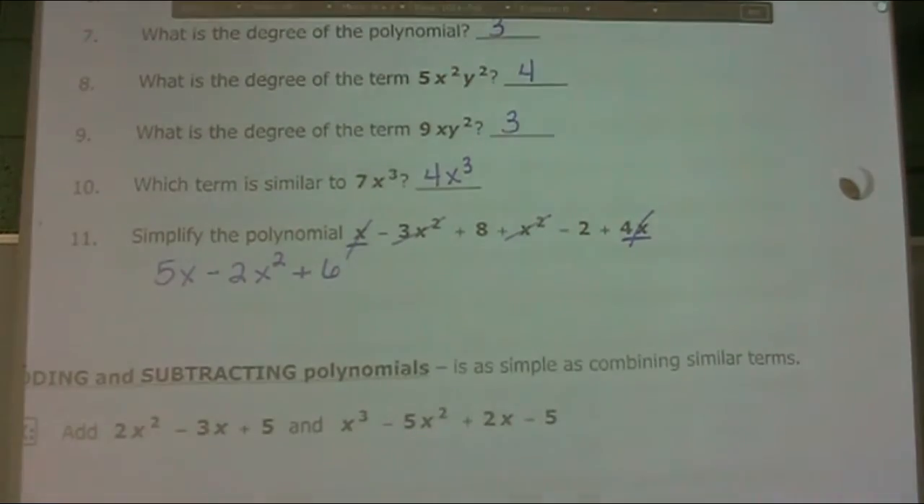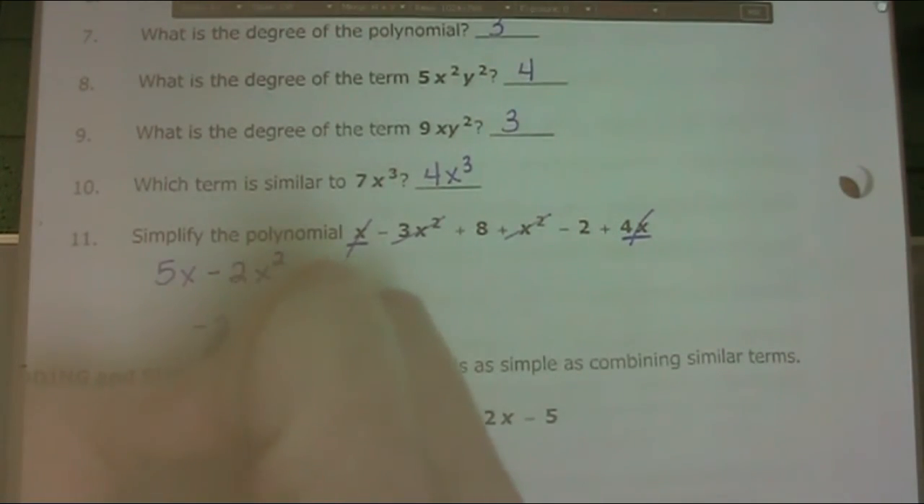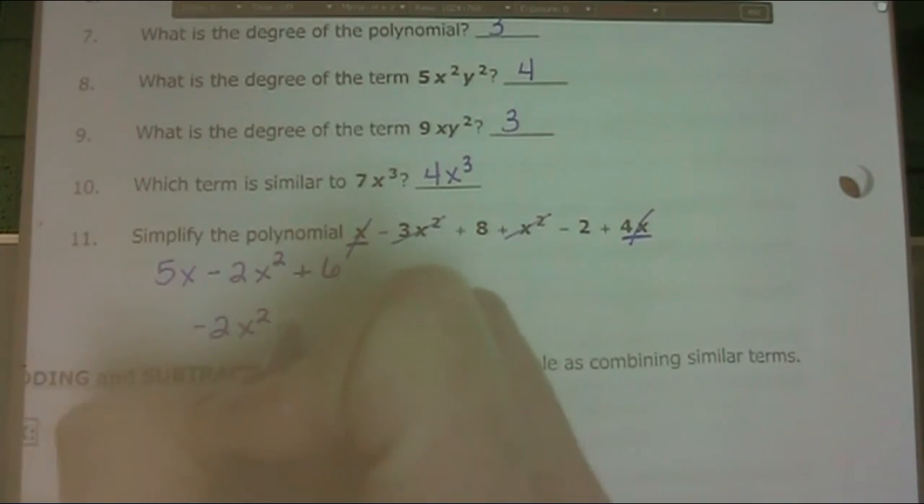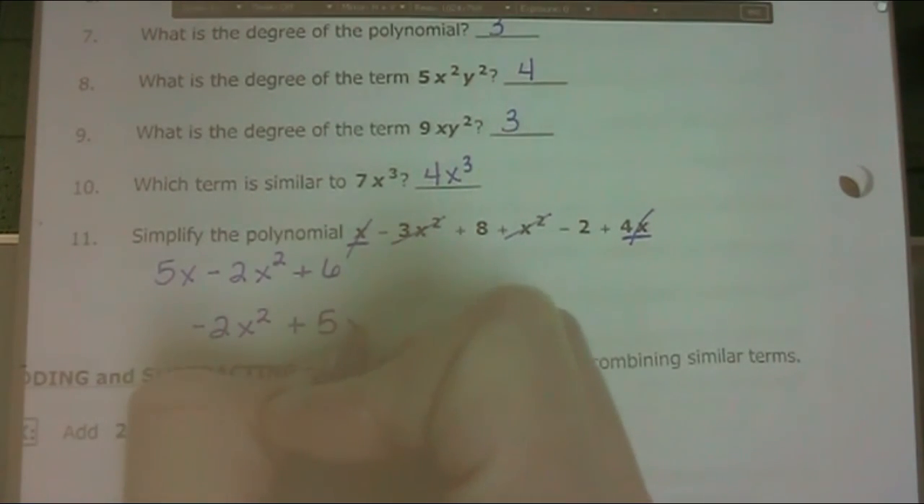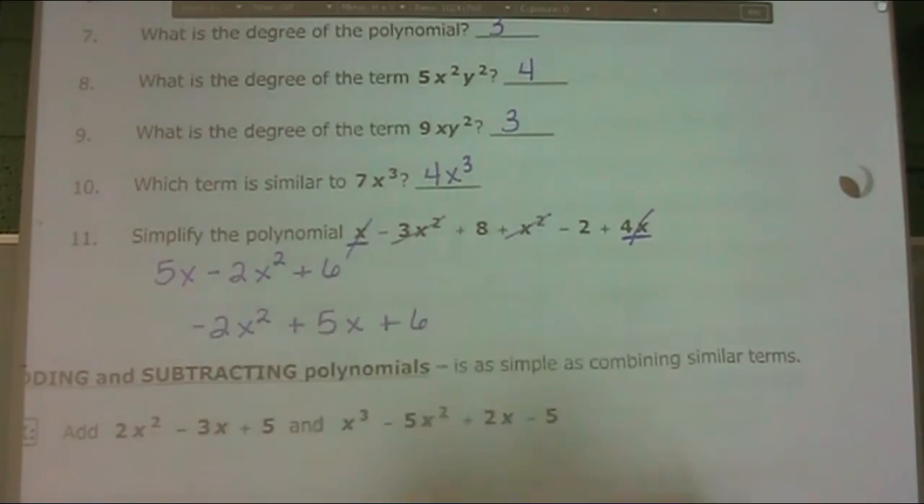The second part of simplifying a polynomial is to write this in descending order. So the highest power of x comes first. So this is going to be negative 2x squared plus 5x plus 6.